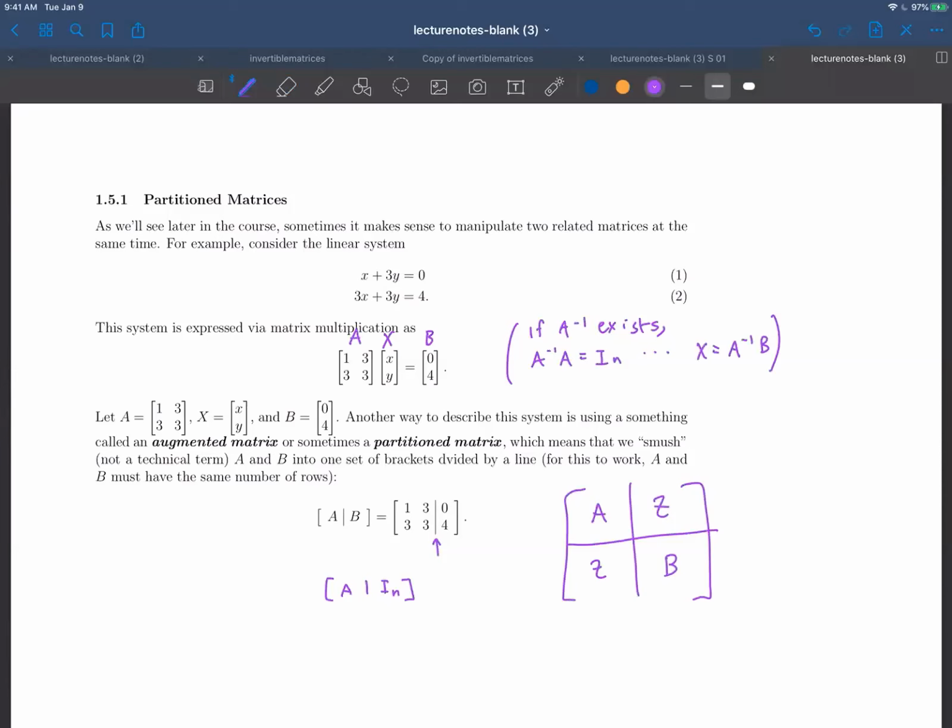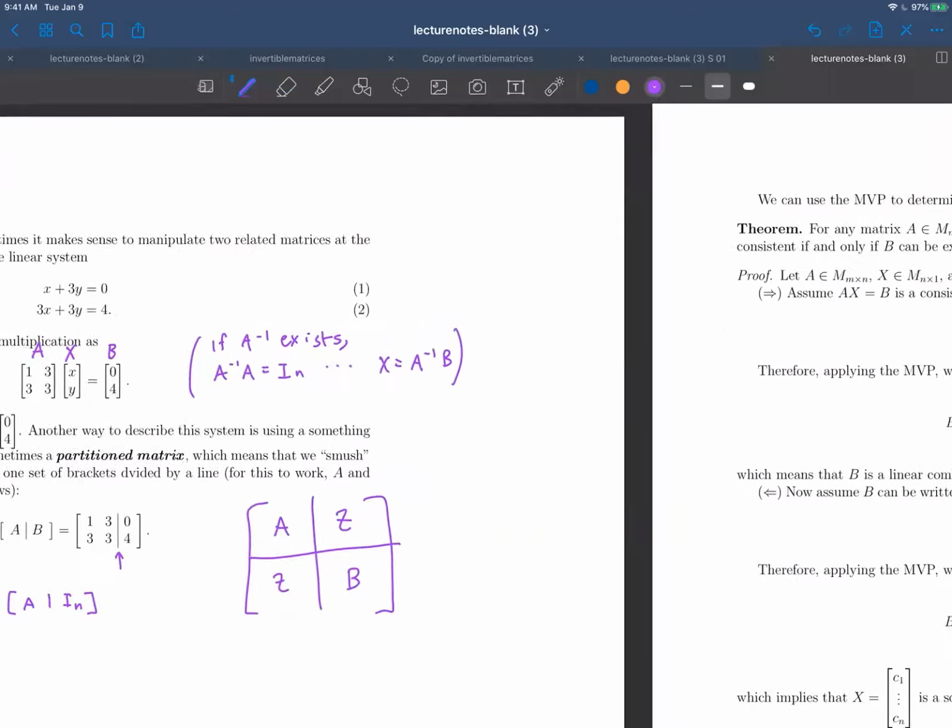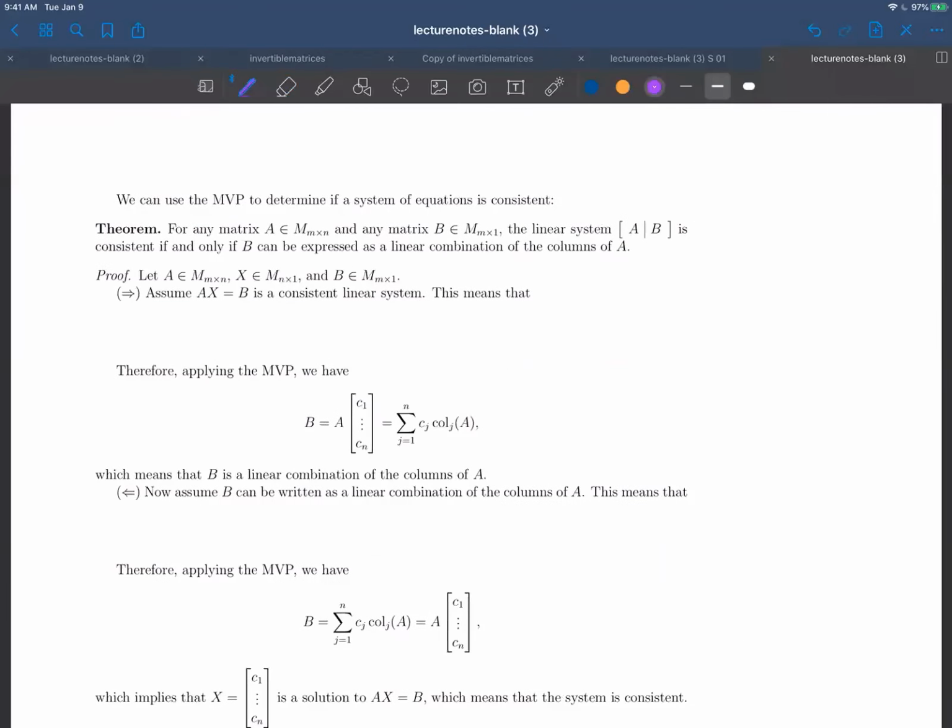So why do we want to write down these augmented matrices? Well, we're going to see that there are things that we can do to them in chapter 2 of our textbook to find solutions. We're also going to find that we can just very concisely write down a linear system as one single matrix and just refer to that single matrix to refer to the linear system. So here's an example, and it's also an application of the matrix vector product theorem, the MVP.